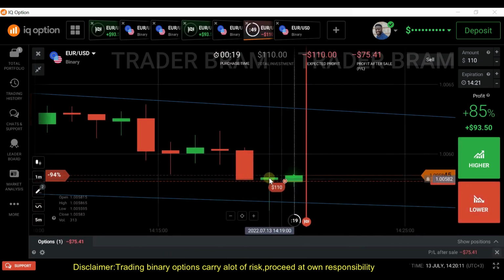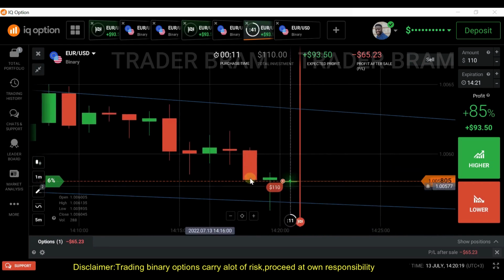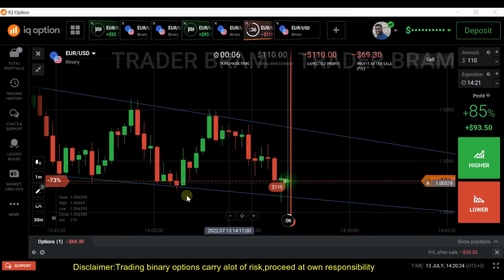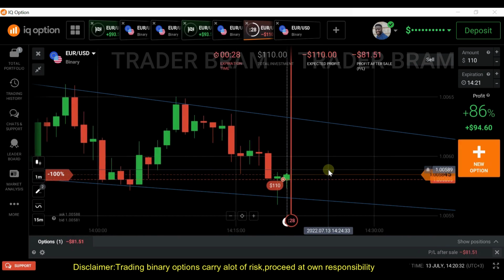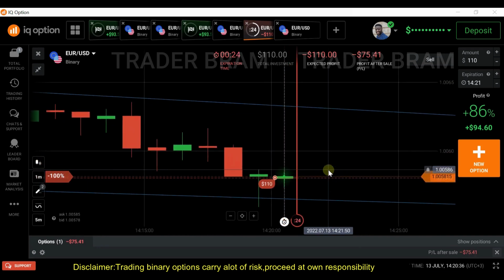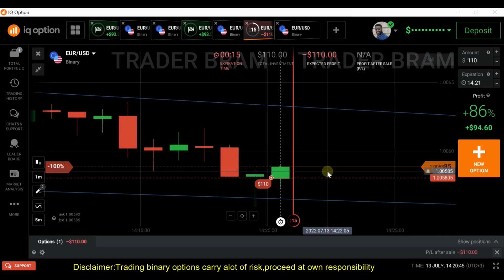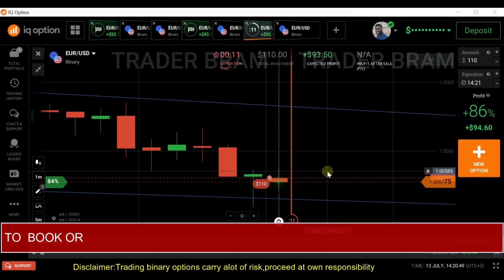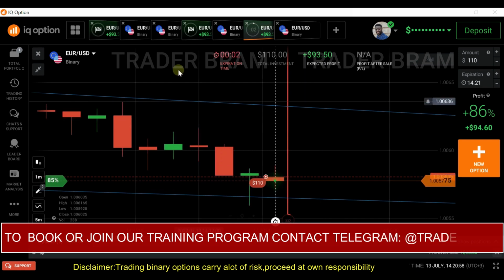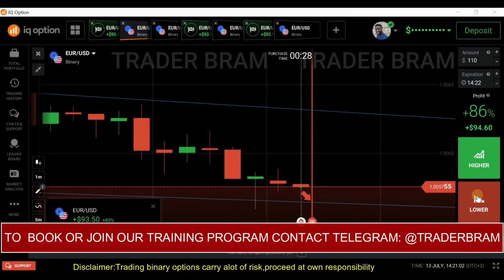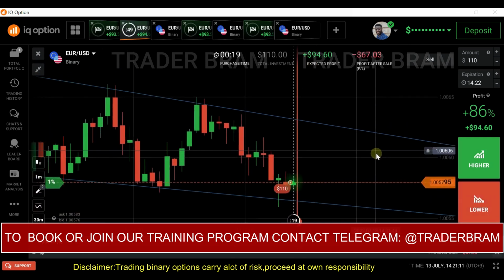I do not trust that the buyers will enter from this area. I expect a seller's candle because the buyer's area is lower. So let's wait for this candle to close. So we've closed bearish. I need a rejection. And I've seen one. So I'll do a put option again.